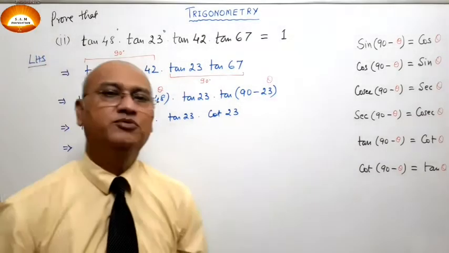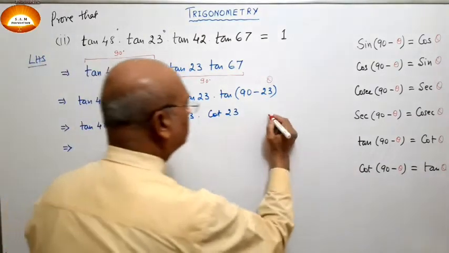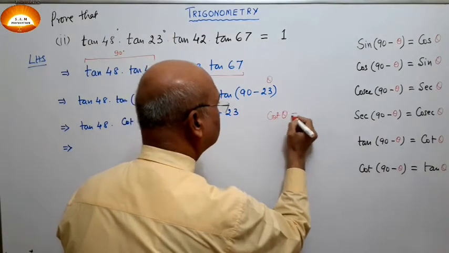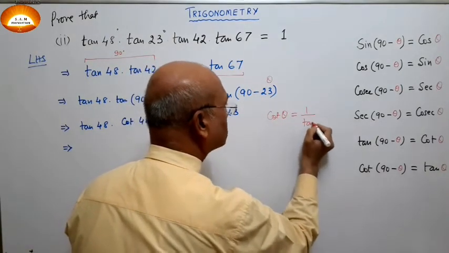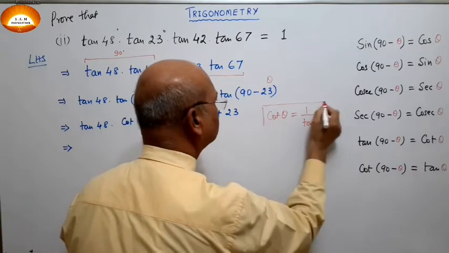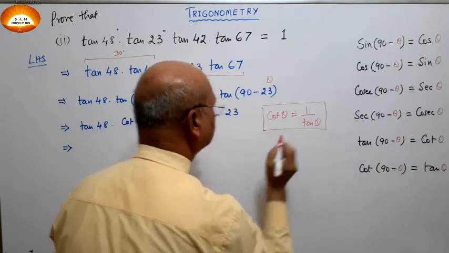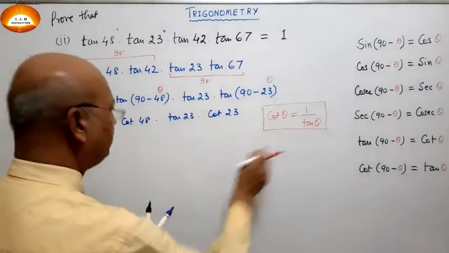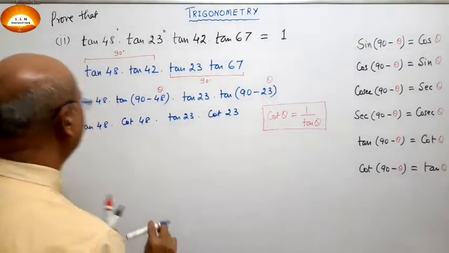Cot and tan, they are reciprocal to each other. So we know that cot theta is equal to 1 upon tan theta. This we have already studied in the previous video. So here we are going to apply this formula: cot theta is equal to 1 upon tan theta.